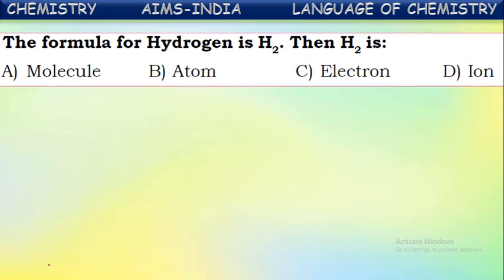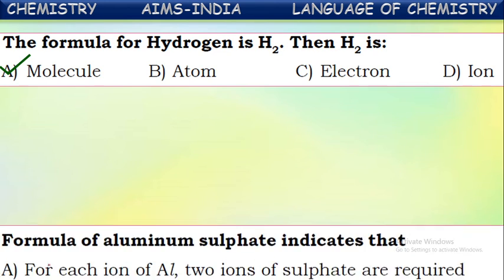Okay. Next, the formula of hydrogen is H2. Then what is this H2? What is it representing? It is representing a molecule, because there are two atoms combined together to form a group of atoms which is called a molecule. So H2 is a molecule. There each H represents one atom of hydrogen. There are two atoms of hydrogen in one molecule of hydrogen.